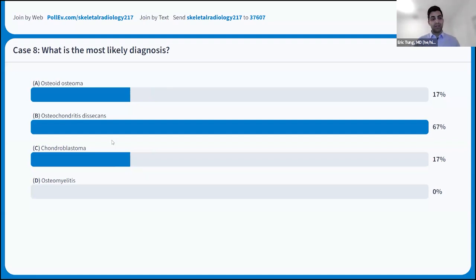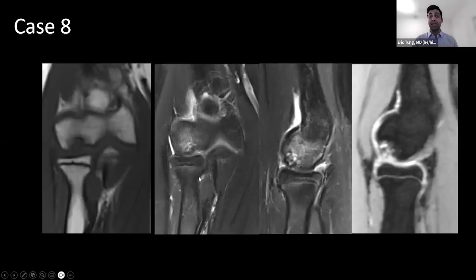Great, we'll end there. And we see that the majority of people are saying that this is osteochondritis dissecans or OCD. And that's absolutely correct, that this is an example of an OCD lesion. We can see here that there is a lesion that is present within the capitellum. It is right at the articular or subarticular surface. It has a T1 hypointense signal.